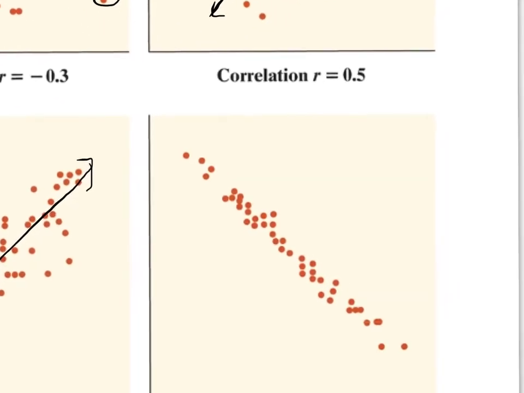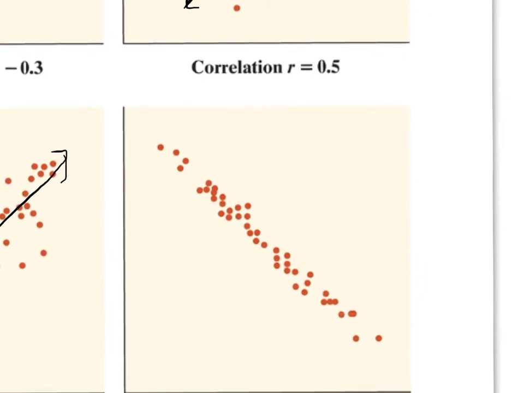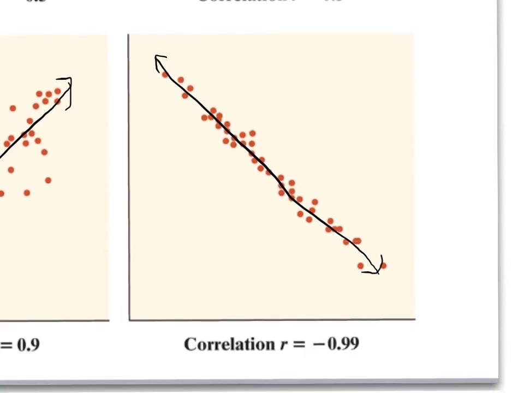Okay, and that last one here, here's another one that is very strong. Again, it is negative, it is going down. And you can see that when I draw the line through the middle, there's not much variation. Most of the points are surrounding that line, very, very tightly surrounding the line. So again, this would be a very strong relationship, and this would have an R value of negative 0.99, very close to negative 1, not perfect, but certainly a very strong line.